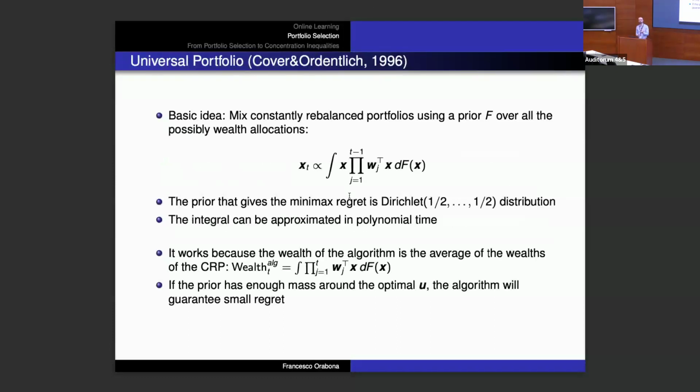So what's the basic idea of how Cover's algorithm works? And by the way, he called this thing universal portfolio. Universal in the sense that the regret is always sublinear with any sequence of stock markets.